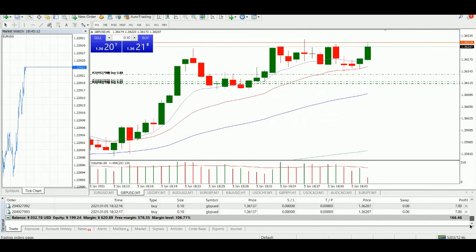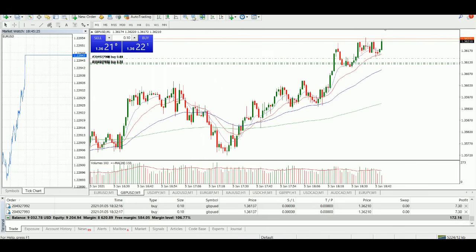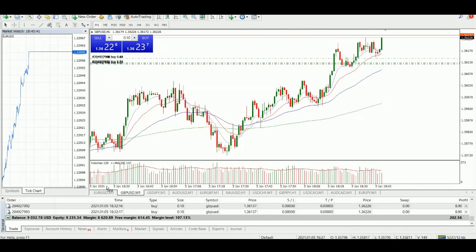Going up again, 165, 166, 180. 180 final, GBP dollar should be breaking this one. If GBP dollar breaks this one, we will be going up much further and further. Okay, 170, 180, 190, and 200. Finally, $200 in profits, and we are still going up. This is only the beginning.